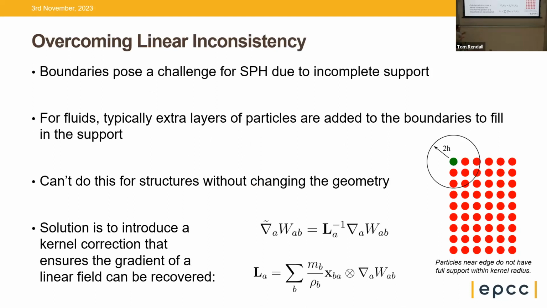The second issue is linear inconsistency. This happens because at the boundaries, you don't have a full set of particles within your kernel support. When modeling fluids, the way we usually get around this is we add extra layers to the boundaries, but we can't do that with structures because that changes the geometry. So all we do here, which is not a new technique and has been around for a while, is we introduce a kernel correction that allows us to recover the gradient of a linear field.